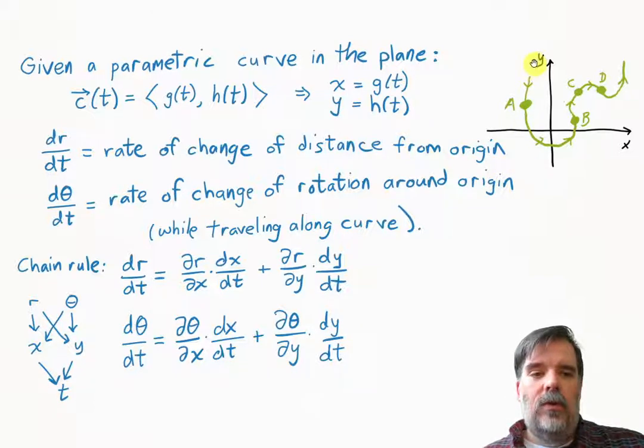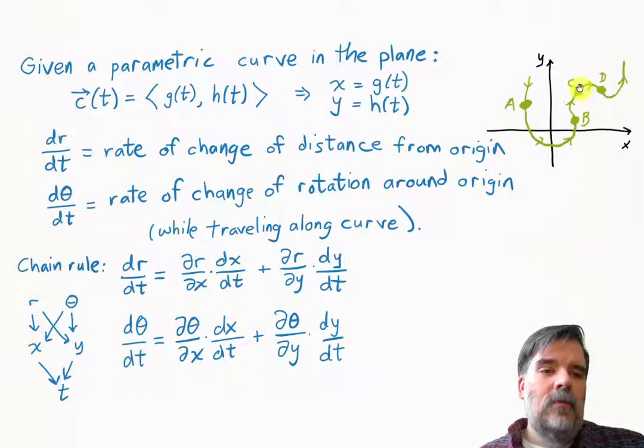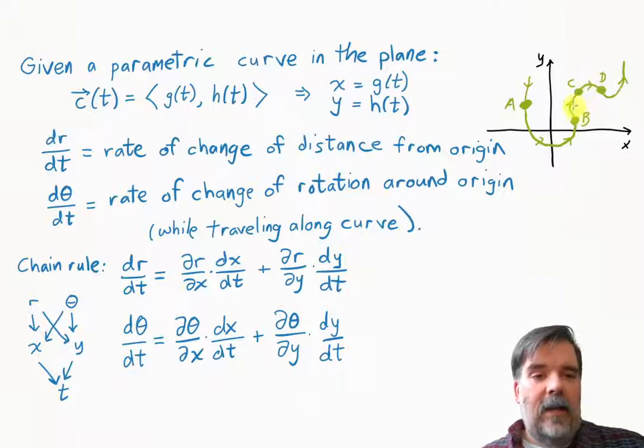So here, when you get to point A, you're getting a little bit closer to the origin, so dr dt would be negative at this point. Your distance from the origin is decreasing as you get closer. At this point C, you're moving away from the origin. So at this point, dr dt would be positive, indicating that your distance from the origin is increasing.